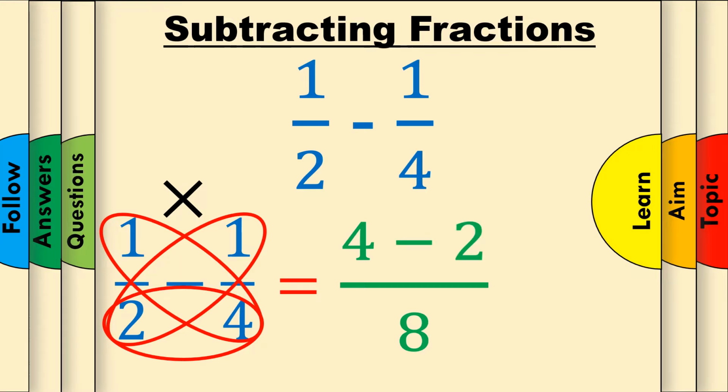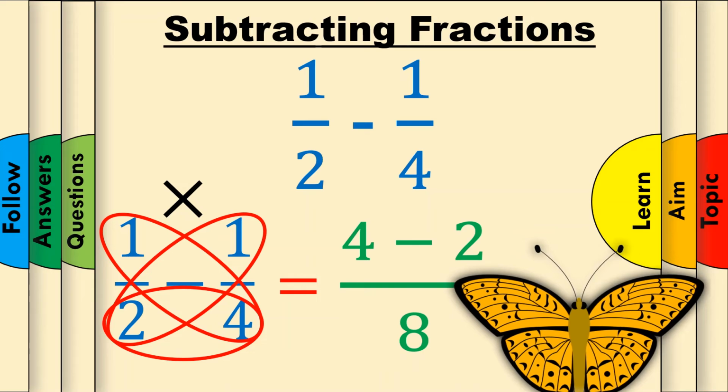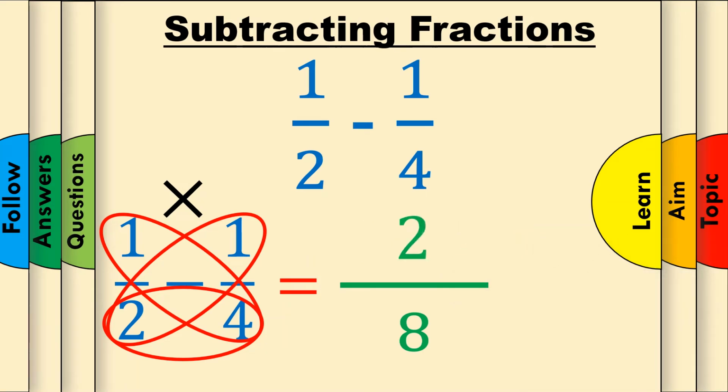Remember, as this method looks like a butterfly, we can call it the butterfly method. Continuing with our problem, we just subtract the last number. 4 minus 2 equals 2. So this is the numerator. This simplifies to 1 over 4.